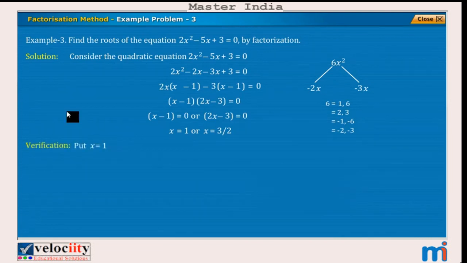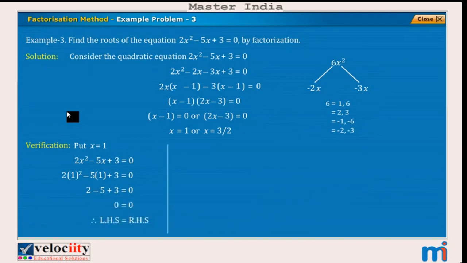For verification, put x is equal to 1 in the given equation. Thus, by further solving, we get both LHS and RHS equal. Similarly, put x equal to 3 by 2. We again get both LHS and RHS equal.